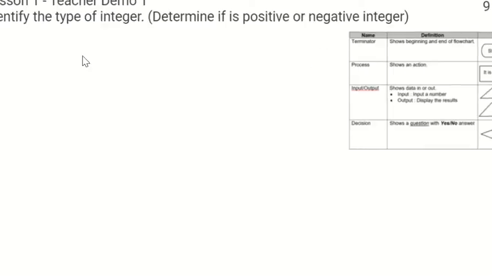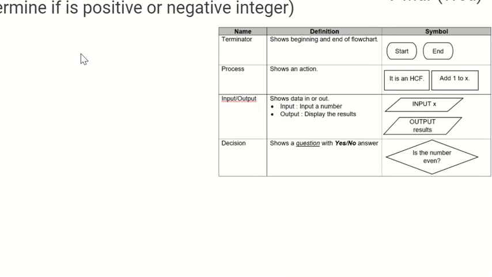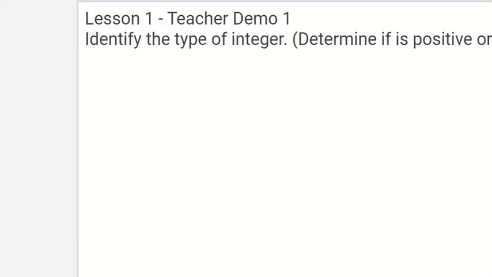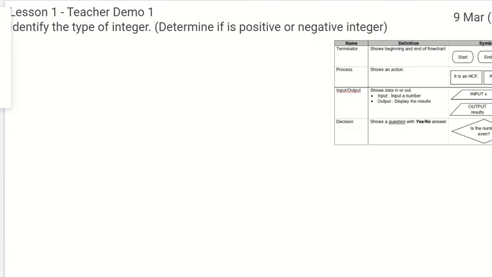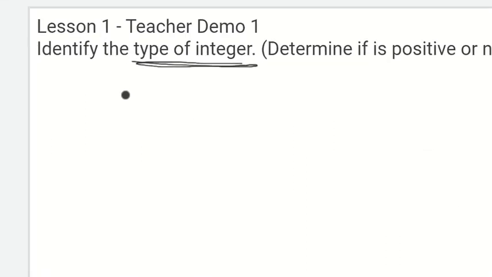Alright, so I'll just show you a demo of how we're going to use the flowchart and all these symbols to help us identify the type of integer. Okay, so before that, what are the kinds of integers that you have learned? When we talk about integers, we're not doing chapter 4 yet. We are going back to set 1. What are the kinds of integers that we learned?